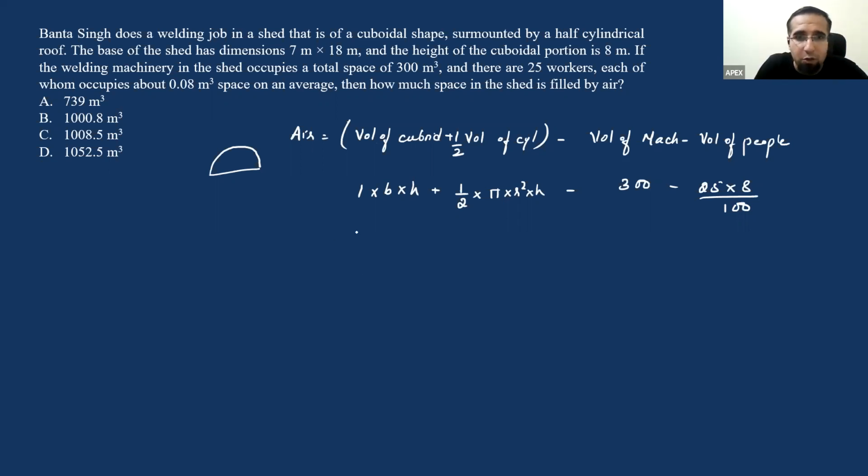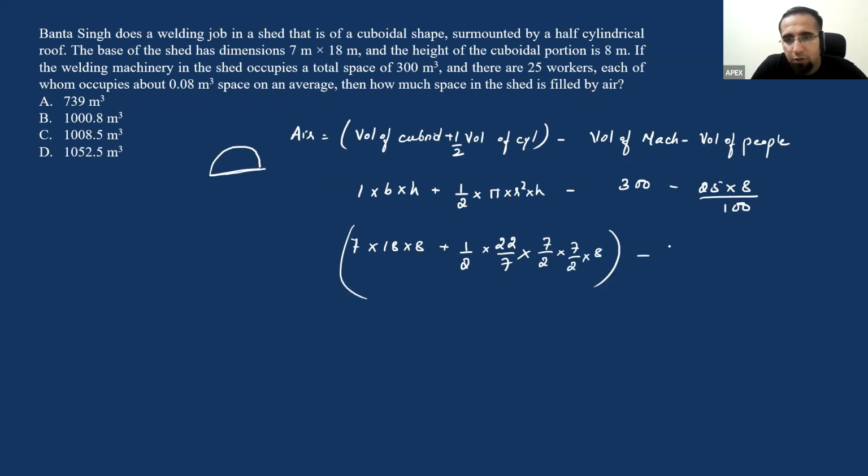Now, what am I looking at? L into B into H will give me 7 into 18 into 8. Now, half into pi we can use approximation as 22 by 7. Now, R will be, so I'll definitely apply a cylindrical roof across the length, which is the shorter side, right? So, therefore, 7 by 2 becomes your R. So this becomes 7 by 2 into 7 by 2 into H. Clear? So this minus 300 and this is 25 ones are 25, fours are 4, ones are 4, twos are, this minus 2. Clear? So this will give you how much, guys?